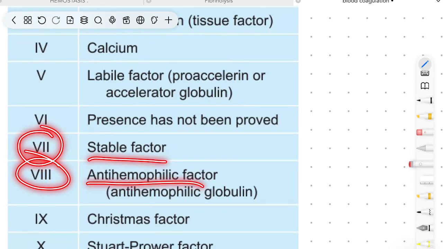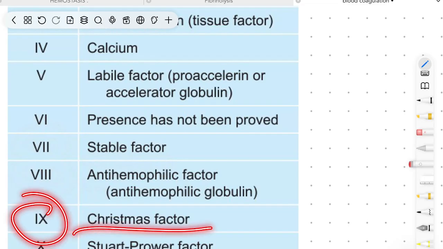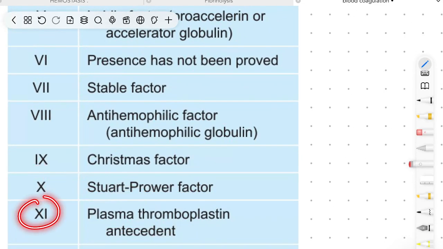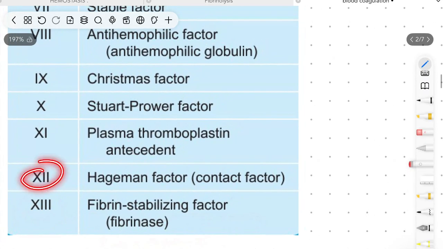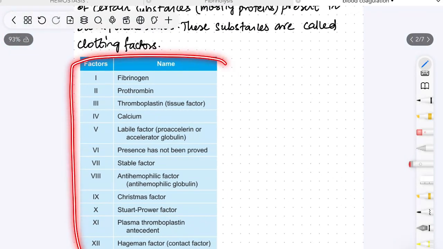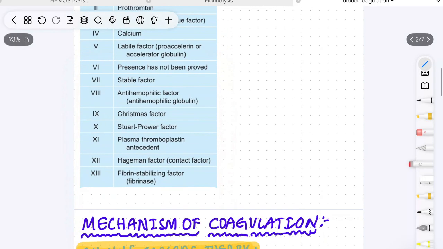The eighth one is the anti-hemophilic factor. The ninth one is the Christmas factor. The 10th one is the Stuart-Prower factor. The 11th one is the plasma thromboplastin antecedent. The 12th one is the Hageman factor or the contact factor. The 13th is the fibrin stabilizing factor or the fibrinase. So these are the clotting factors which are present in our body fluids or in our blood.